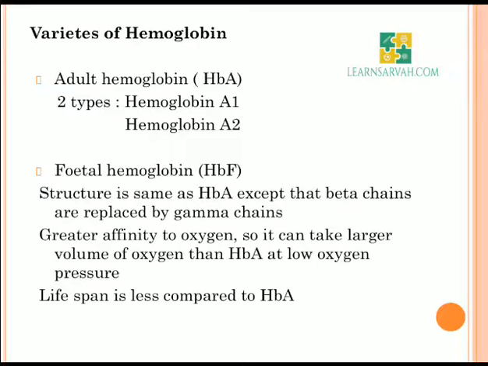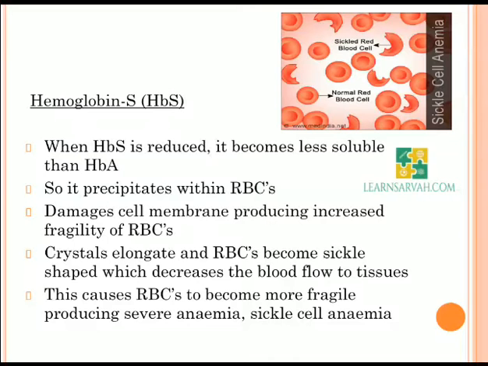Now coming to another important discussion, that is HbS, hemoglobin S. Earlier we have discussed that globin is the protein part of hemoglobin and it consists of a sequence of amino acids in chains since it is a protein. So any mutation in any one of the amino acids can alter this sequence. Thus it produces abnormal hemoglobin.